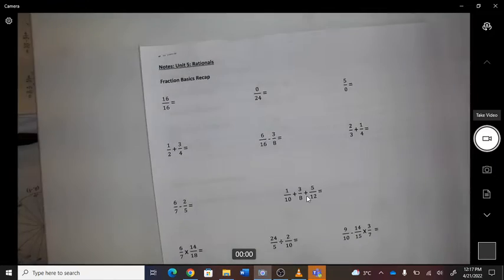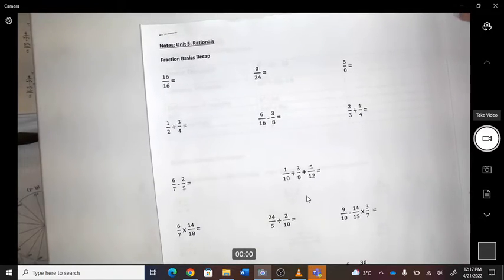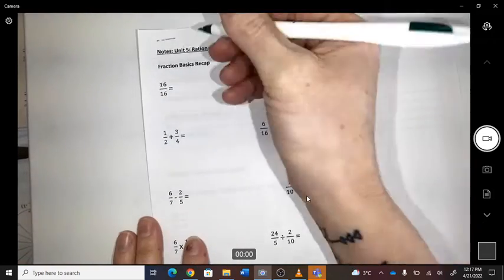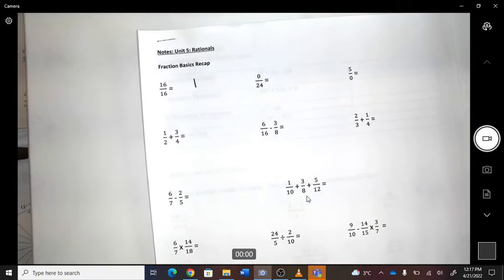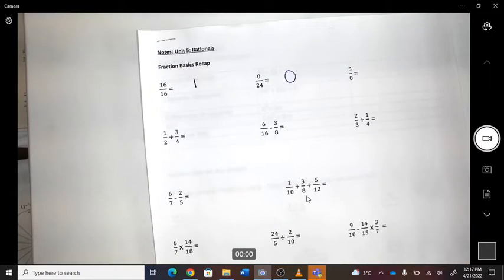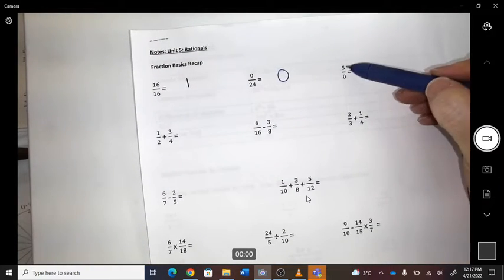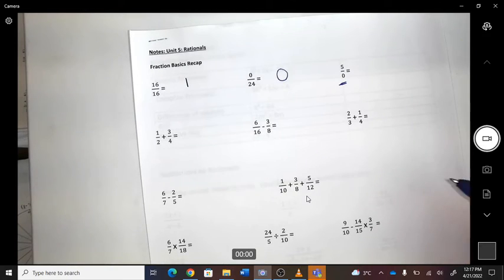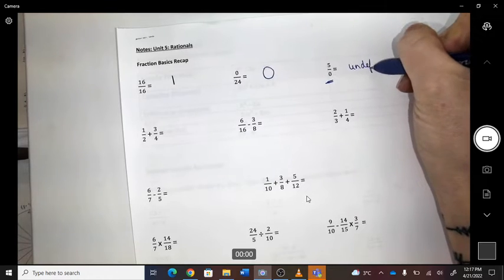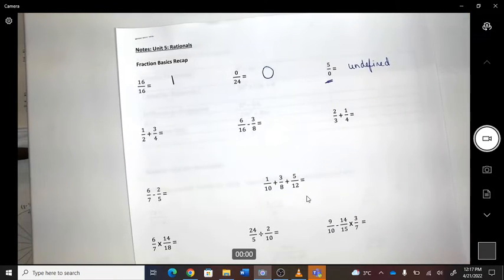Recap of what you know about fractions. Okay, number one, when you have a number divided by itself, it will result in 1. When you do 0 divided by anything, the result is 0. When you have anything divided by 0, what happens? It doesn't work, and then we write that the number is undefined.